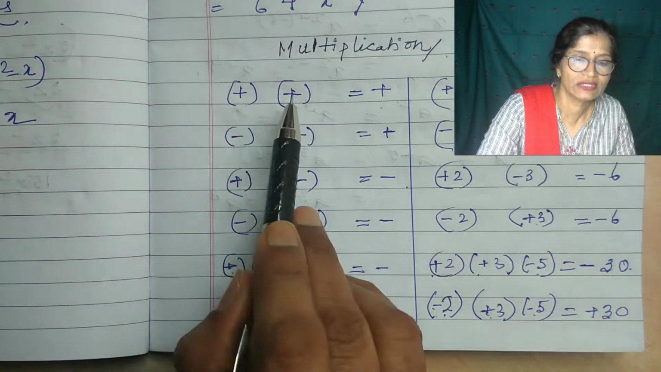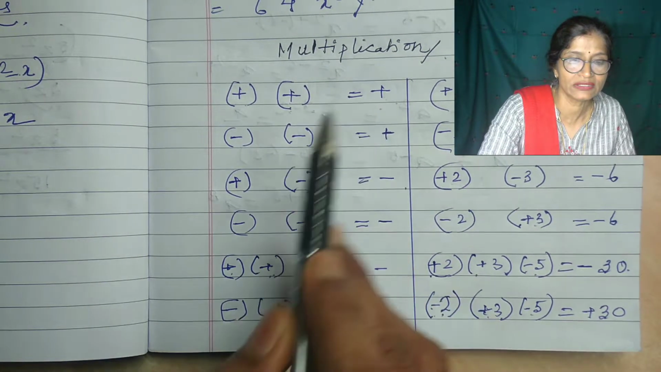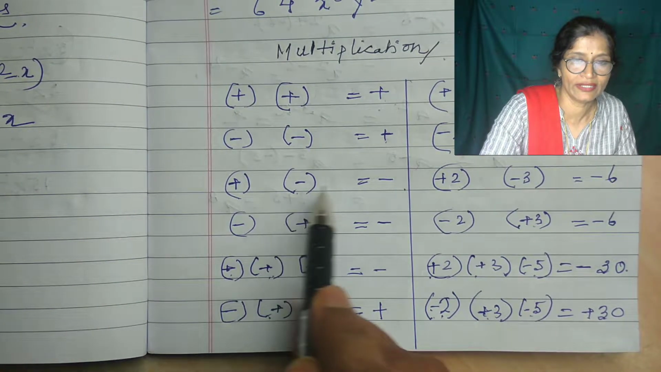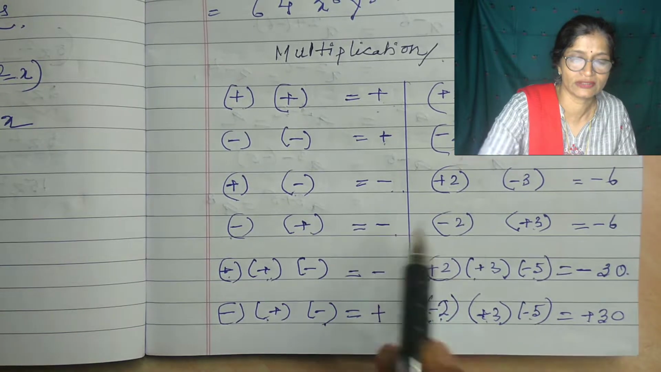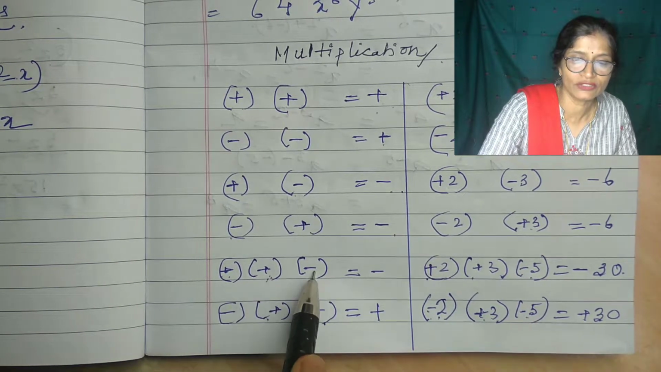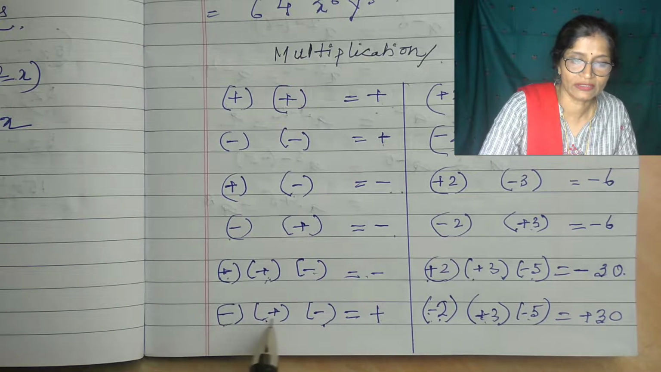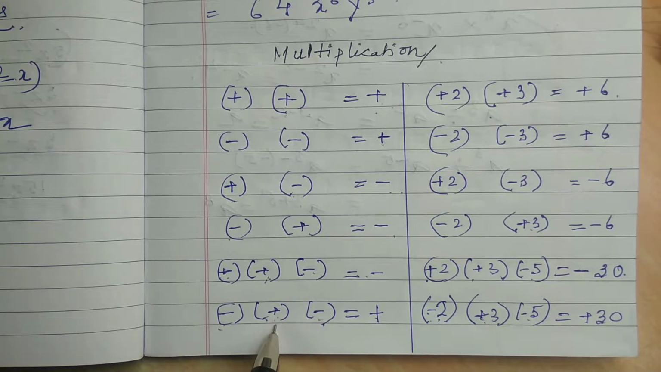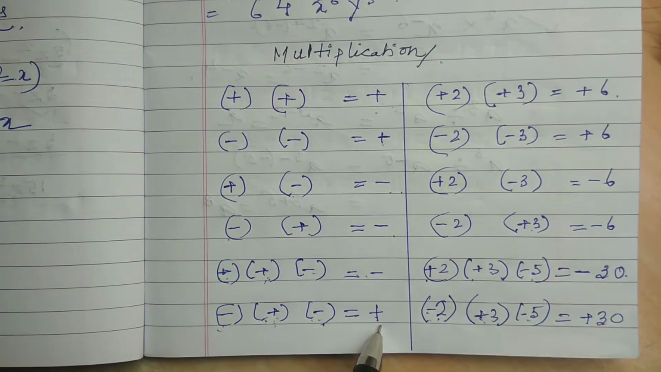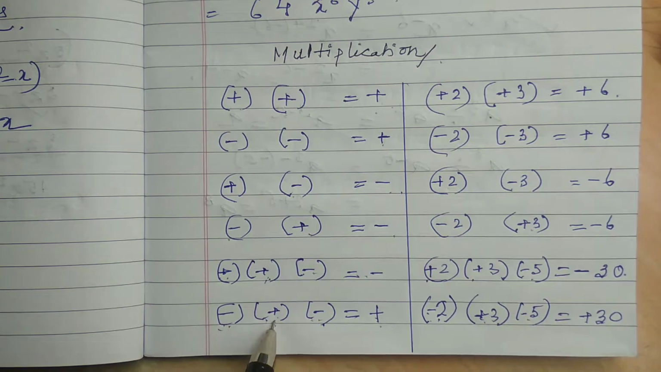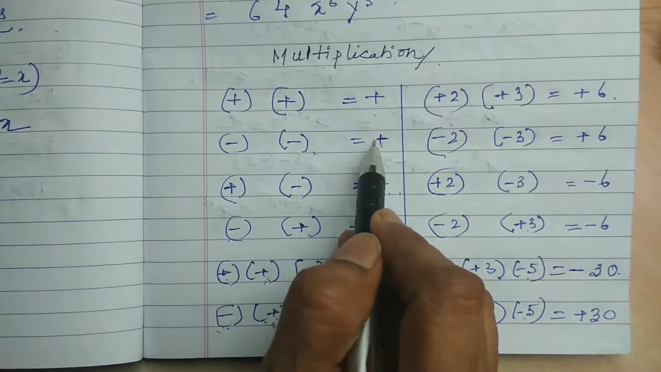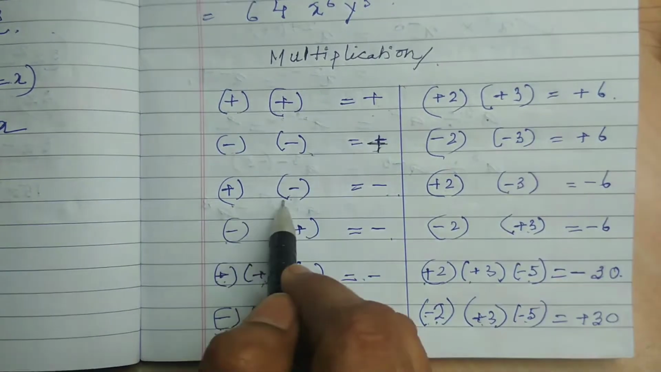So already in the last class I said to you that when plus and plus are multiplied, then it is plus. Minus minus will become plus on multiplication. Plus and minus is minus. Minus plus is minus. And then minus minus is plus. So similar signs when multiplied, the sign will be plus, and when opposite signs are multiplied, the sign will be minus.